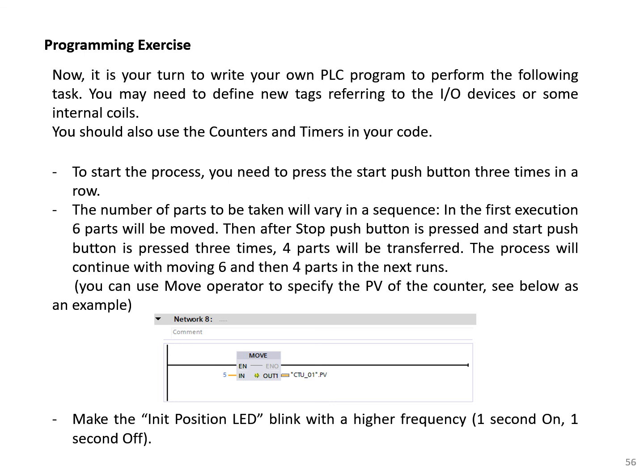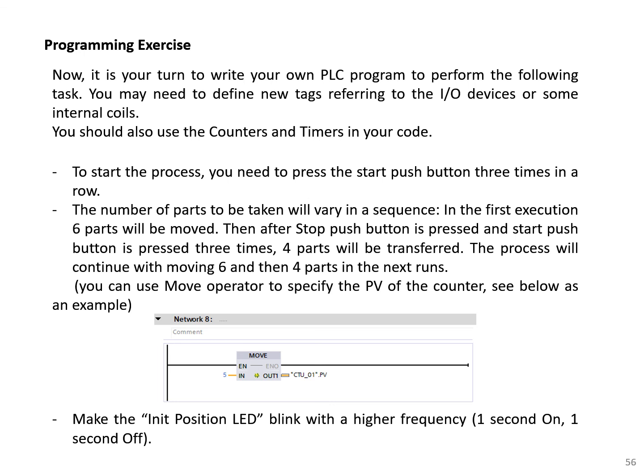The number of parts to be taken will vary in a sequence. In the first execution, 6 parts will be moved. Then after start push button is pressed 3 times, 4 parts will be transferred. The process will continue with moving 6 and then 4 parts in the next run. So we are basically switching or intervaling between 4 and 6. First time we are moving 6 parts, next time 4 parts, and again 6 and 4 and 6 and 4.